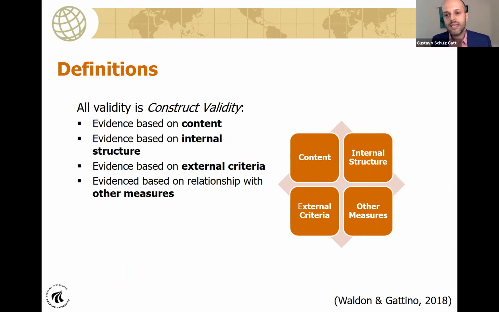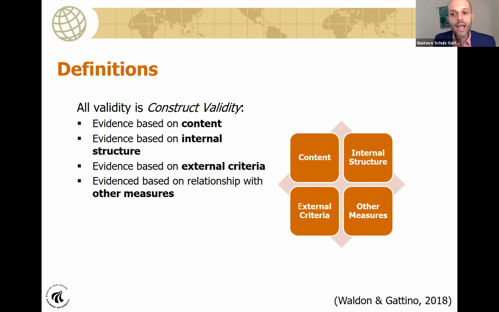So the first is the evidence based on content, concerning how the construct is related with the items. So we also have the evidence based on internal structure. So when we understand the structure from a specific test considering different factors. We also have the evidence based on external criteria. So when we compare, for example, the scores of one specific test with another measure that is not measuring the same construct, but is measuring something related, for example.